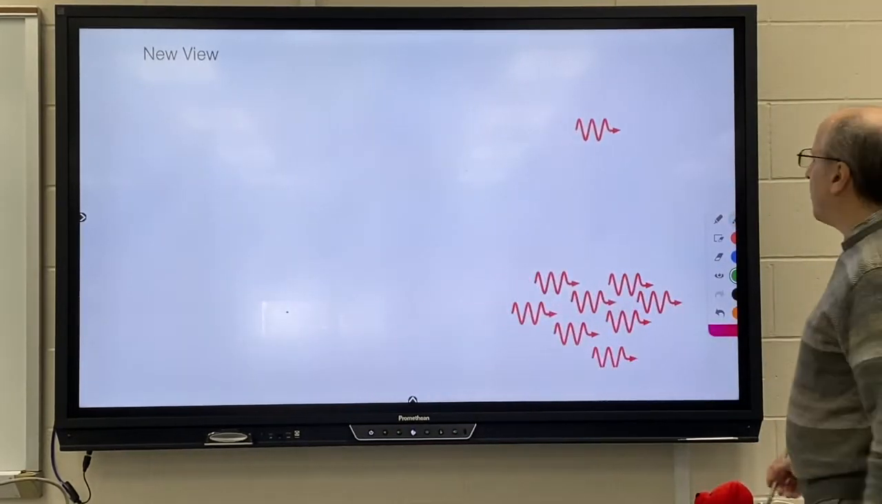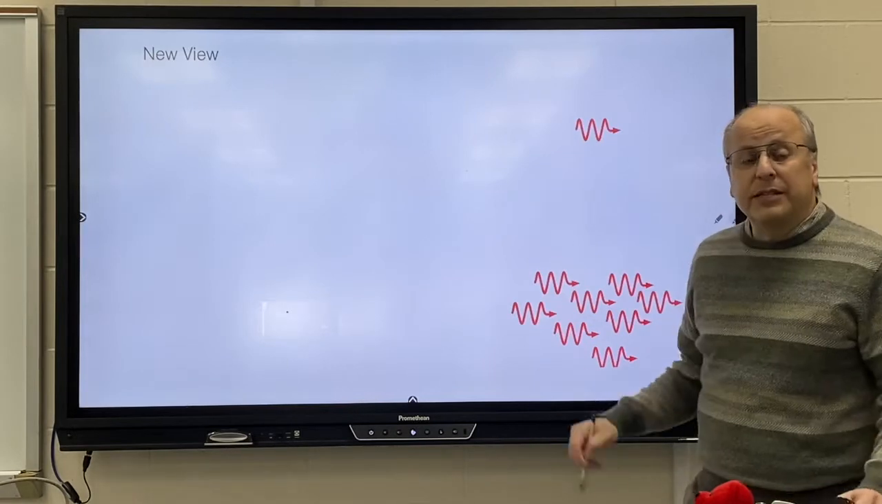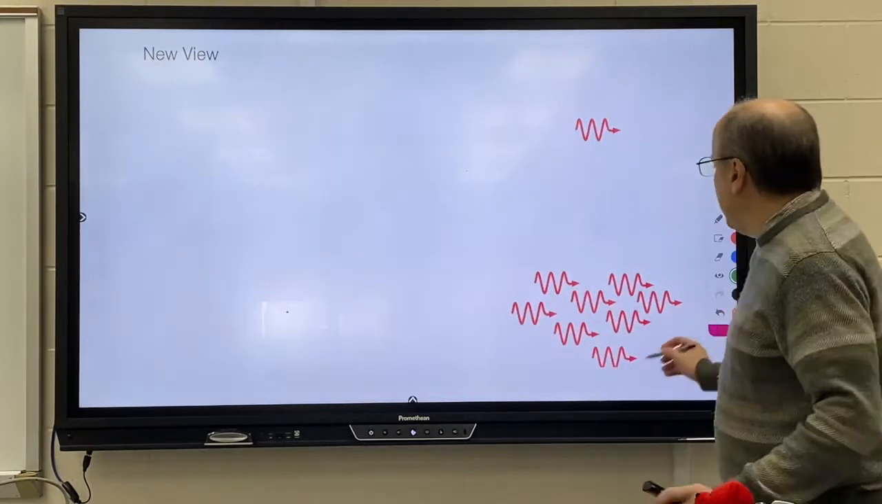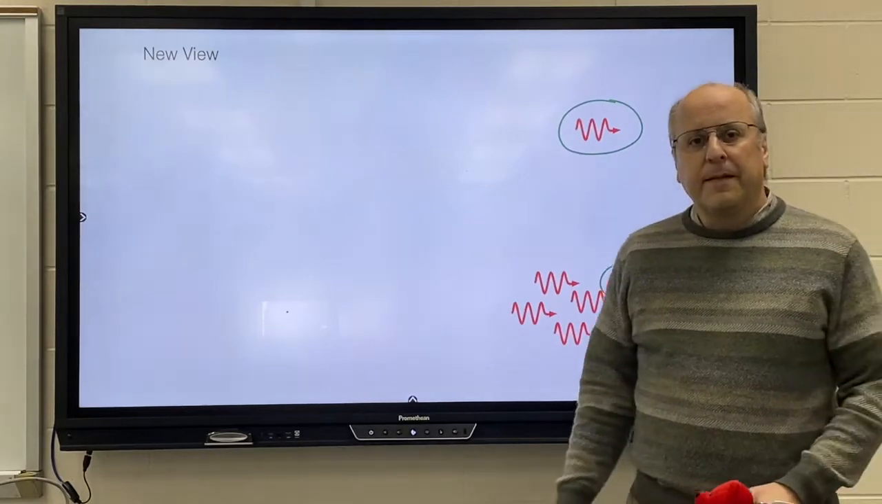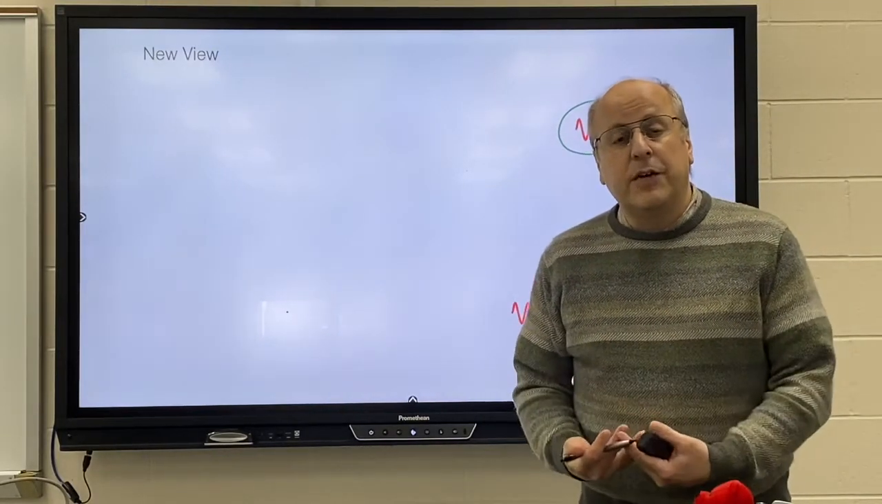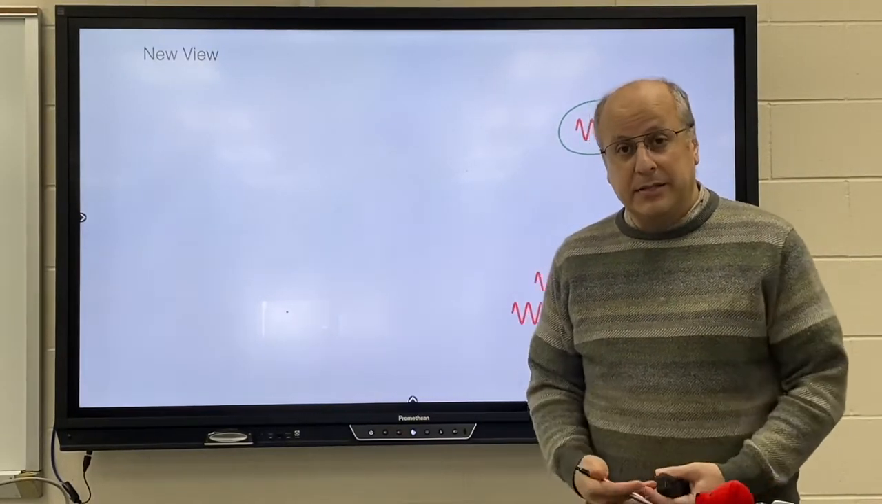Regardless of whether it's bright or dim, it still travels at the same speed. Each photon has the same energy, and each of these photons is without mass.